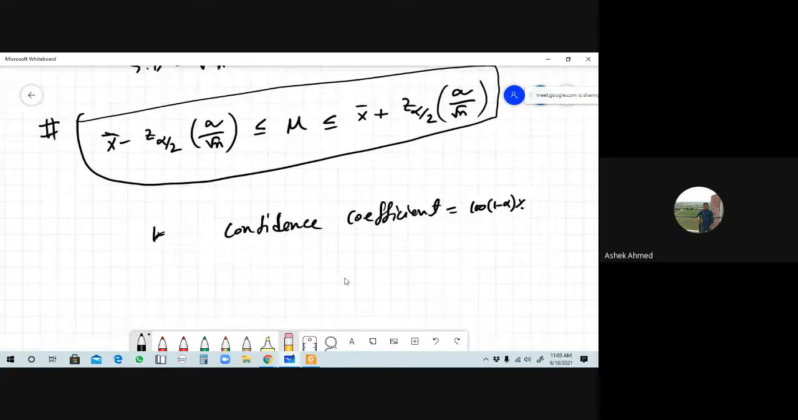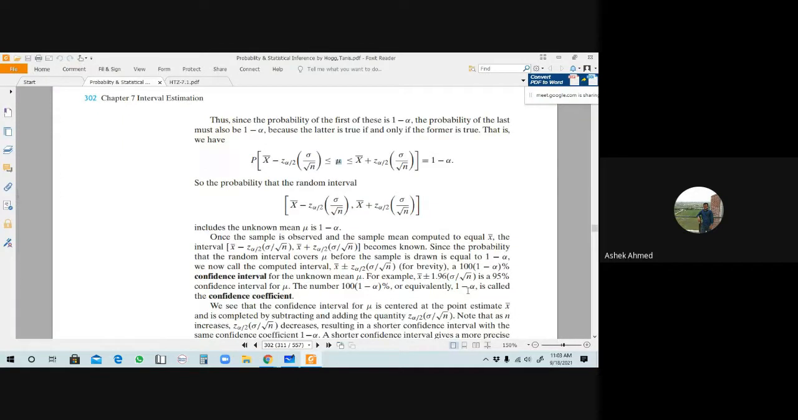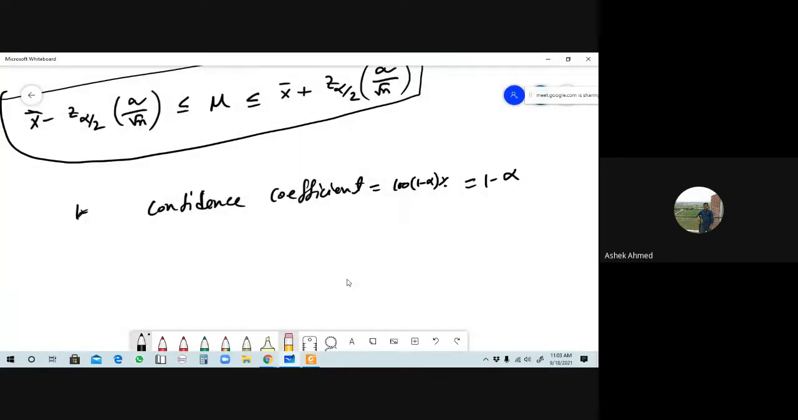100 means here 1 by 100, the 100 cancels away, so that value will be here 1 minus alpha. Okay, that 1 minus alpha will be called here 100 into 1 minus alpha percent. Okay, that will be called here the confidence interval for unknown mean. Okay, এটা মনে রাখতে হবে. And there is another term, that is alpha. Alpha will be called here the significance level.